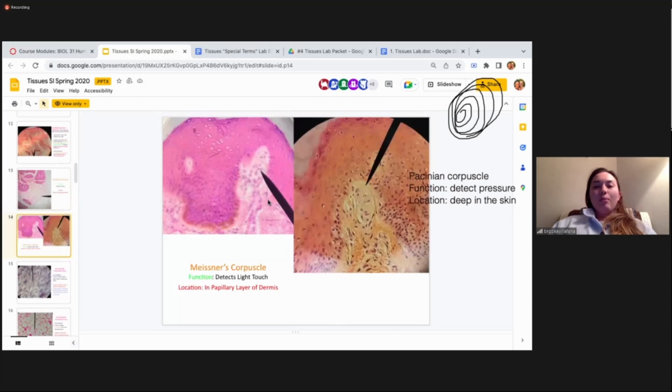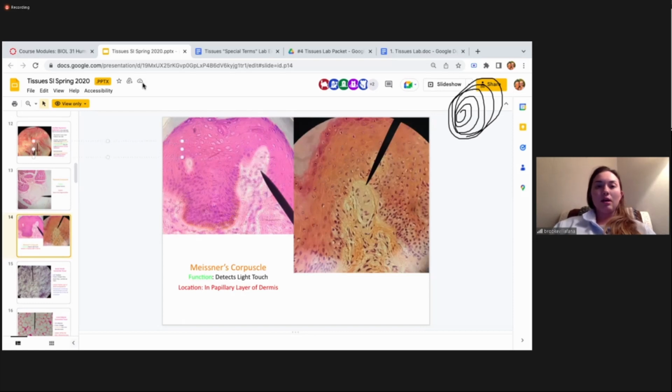All right, so for Meissner's corpuscle, you guys see that it kind of looks like a bean. So the way that I remember this is a bean-like shape. As it says here, you need to know the function that it detects light touch and that it's found in the papillary layer of the dermis. So name is Meissner's corpuscle. Function, it detects light touch, and then location in the papillary layer of the dermis. So where is the papillary layer of the dermis?